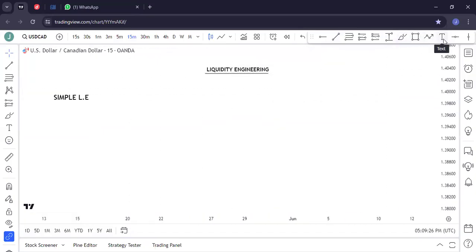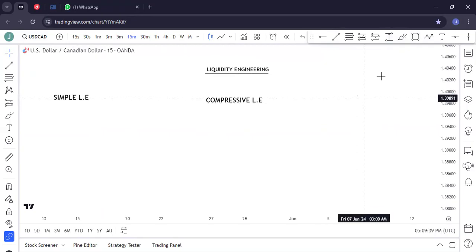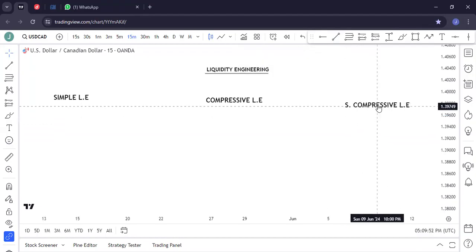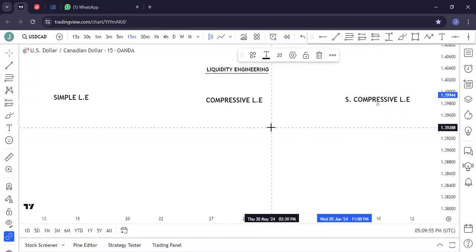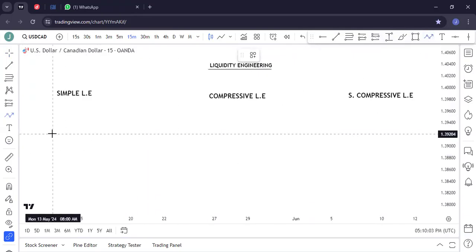And the second type, we call it compressive liquidity engineering. And the third one, we call it simple compressive liquidity engineering. So these are the types of liquidity engineering. Now, how do we differentiate them?